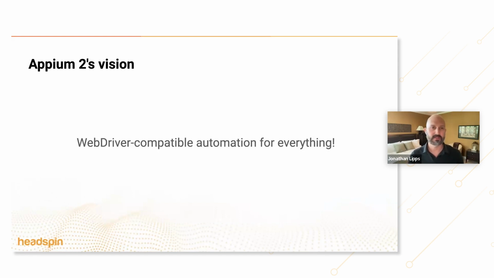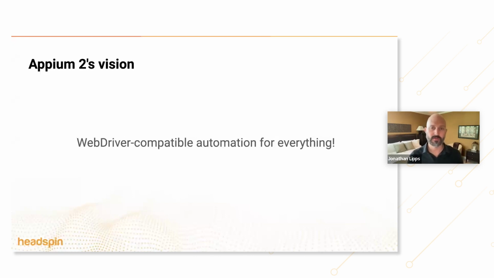In some sense, because we weren't really strictly following semantic versioning, the difference between Appium 1 and 2 is more of a promotional or marketing kind of reason. It was all around what is our big idea for Appium that we want to say, like, this is what we're putting out into the world as Appium 2. And that big idea was basically WebDriver compatible automation for everything.